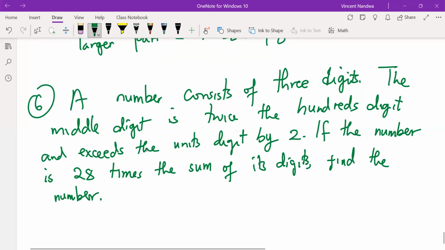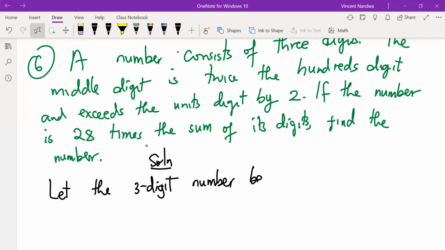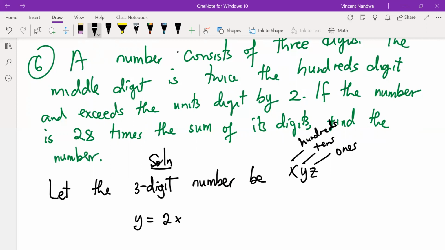So, solution: we can say let the 3-digit number be x, y, z. So here, the middle term is actually the digit in tens place value, this is the unit in the hundreds place value. So they're saying that the middle digit is twice the hundredths digit. So y equals 2x.